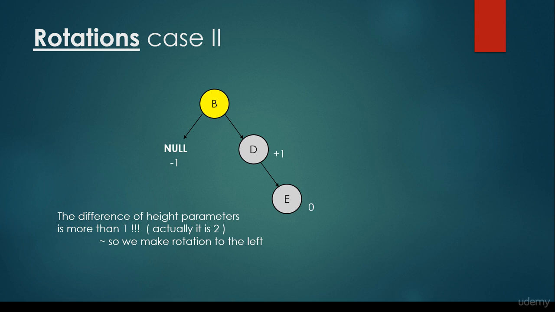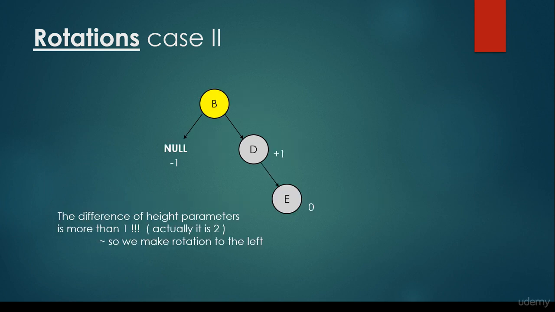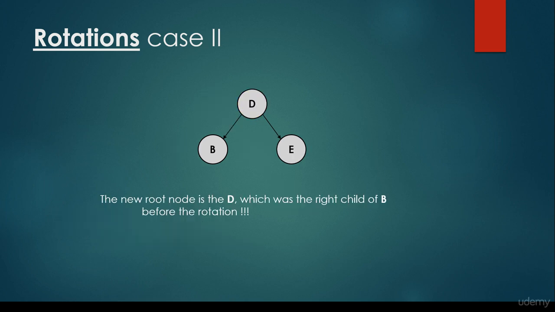What about the root node? Again, we have the left subtree with height parameter -1 and the right subtree with the height parameter +1. Okay, the difference of height parameters is more than 1, so we have to make a rotation. And we just have to rotate it to the left. So the B, in this case the root node, is going to be the left child of its right child. So the B's right child is the D, and it's going to be the new root node.